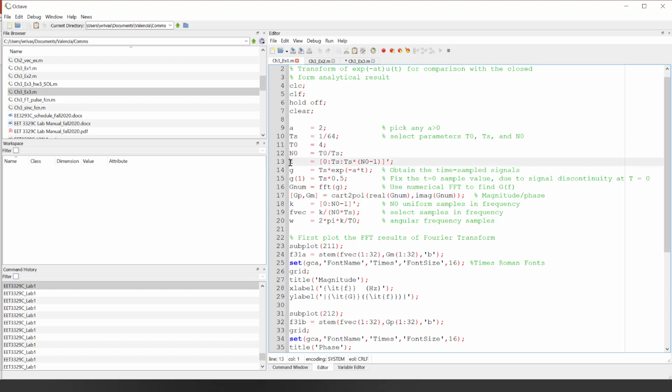And then here's our vector T, right? From 0 in increments of TS. And then we're going to go to TS times N0 minus 1. Okay. And if you do that, you end up with T having N0 samples.